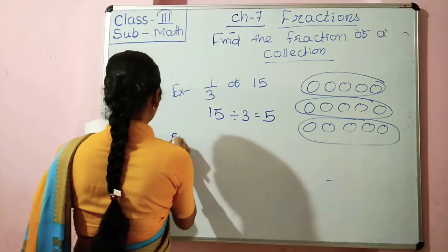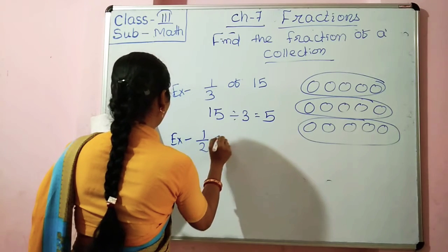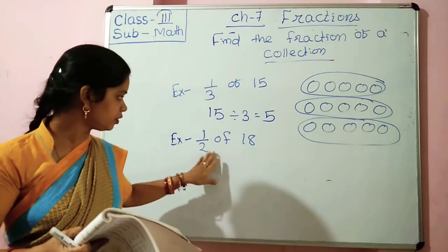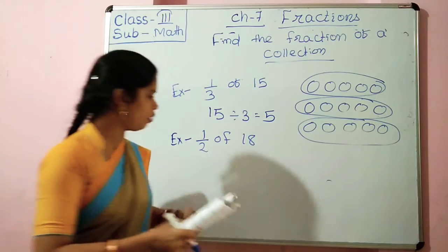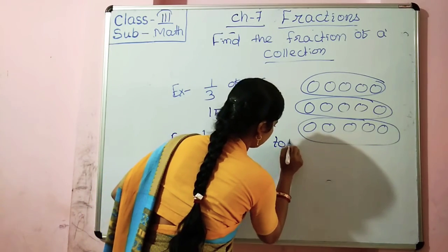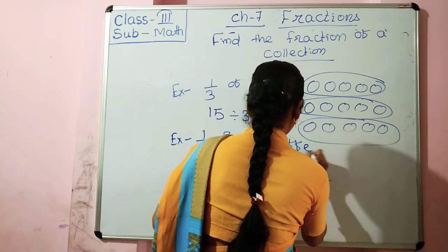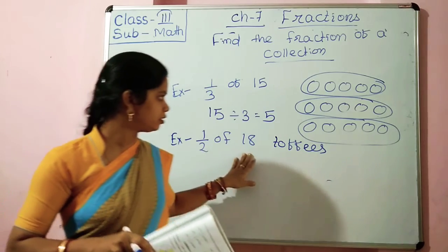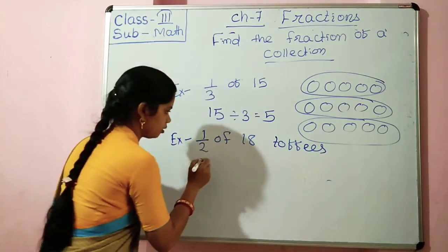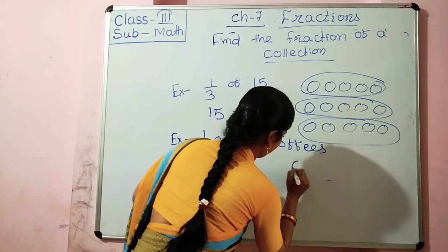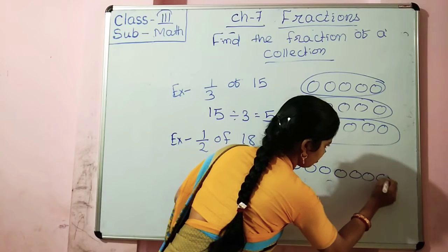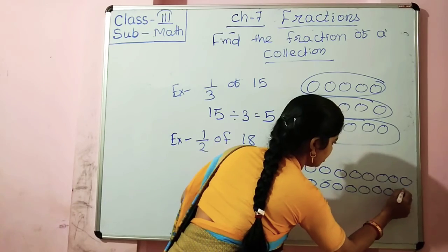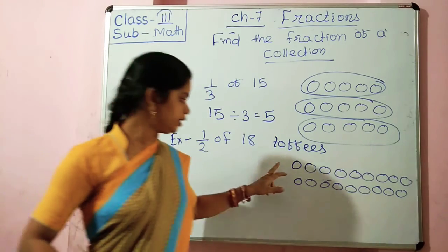The next example is 1 by 2 of 18. Suppose 18 toffees. Look, we divide the toffees into 2 equal parts and pick out one part. Here are the 18 toffees, 1 2 3 up to 18.